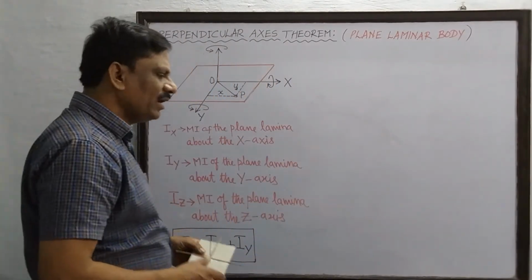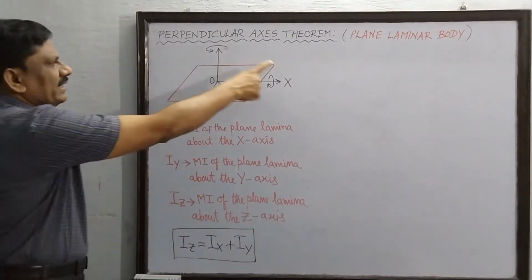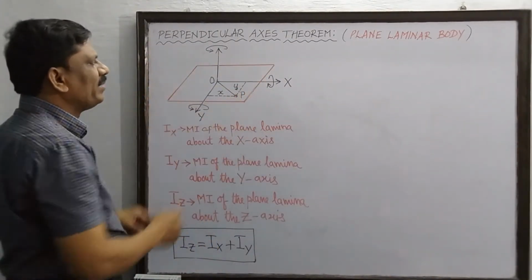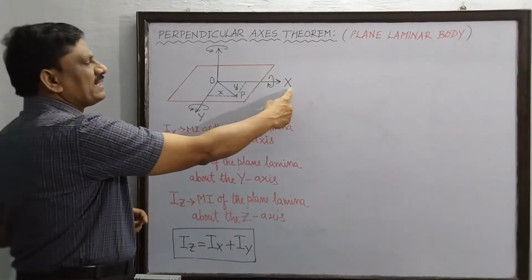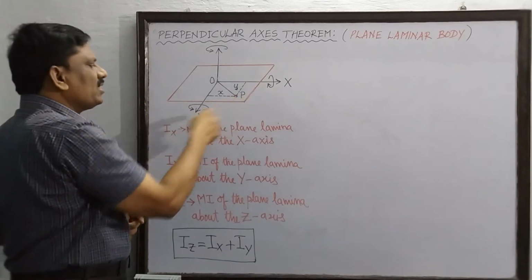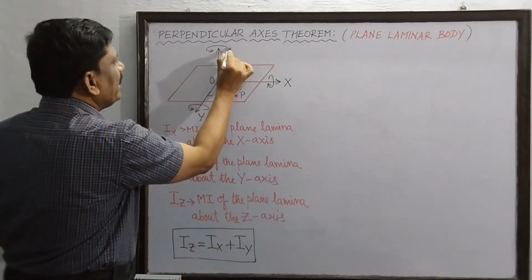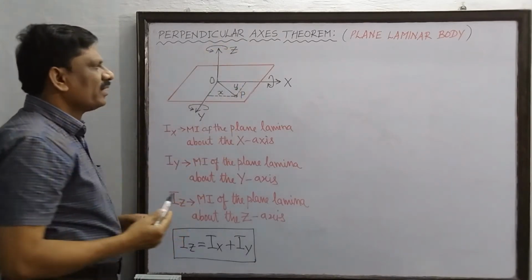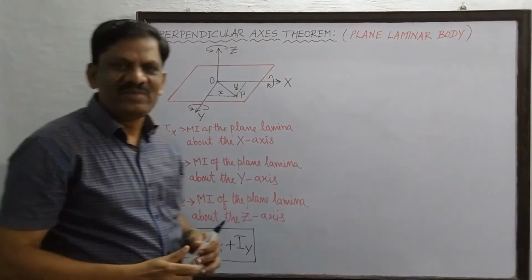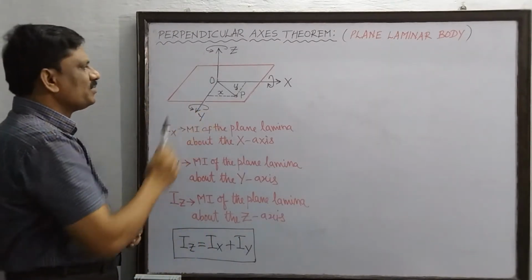Okay students, now you look at the board. What is Ix in this diagram? So this is a plane laminar body. I have chosen the x-axis, and this is the y-axis. Perpendicular to both x and y is the z-axis. So this is the z-axis. Now these three axes are mutually perpendicular to each other. So what is Ix in this picture?